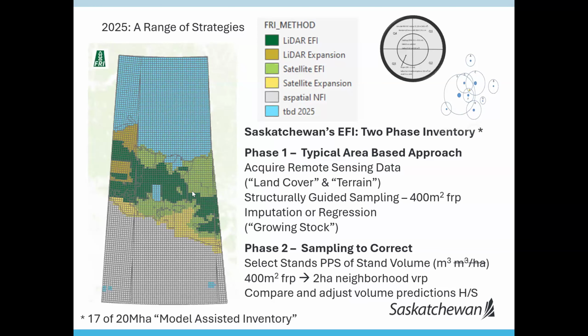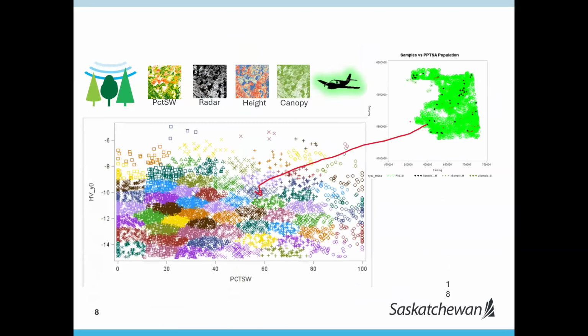It's a structurally guided sampling approach, using principal components to build similar clusters, or clusters of similar remote sensing data. So on the top here, I've got a series of remote sensing data that we might be using. Principal components are extracted from those data, and then clusters are generated. And then we establish a plot in an accessible location somewhere in the middle of that cluster, in feature space or in this environment.